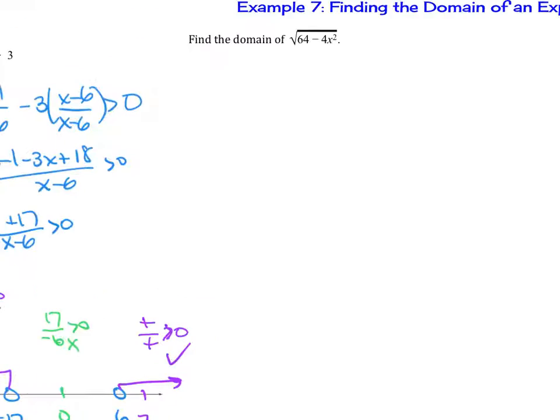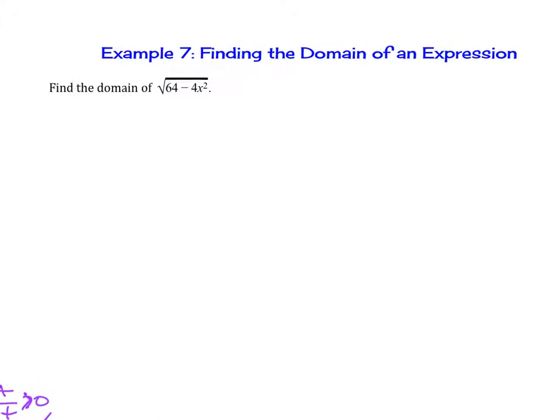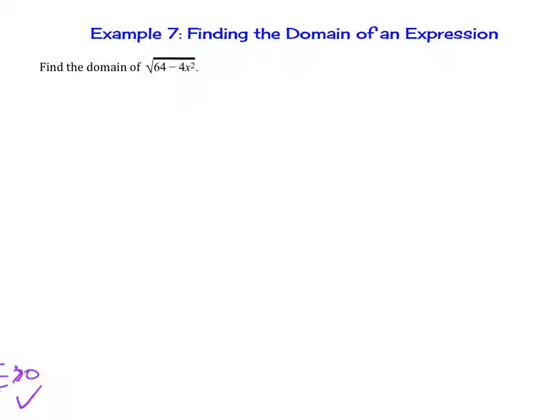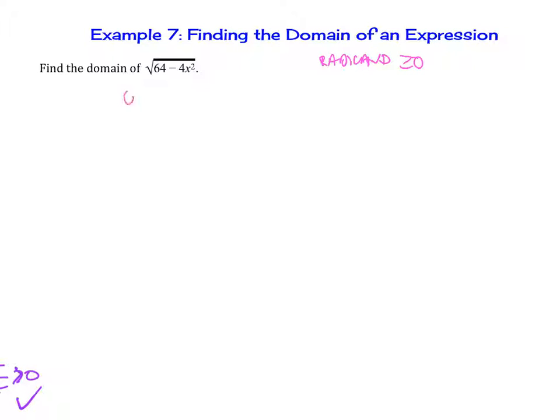Now, the last thing we're going to do is take a look at finding the domain of an expression. We're going to do that using the linear inequality. Find the domain of the square root of 64 minus 4x squared. We know that the radicand, the inside, must be greater than or equal to 0. So let's solve for that.